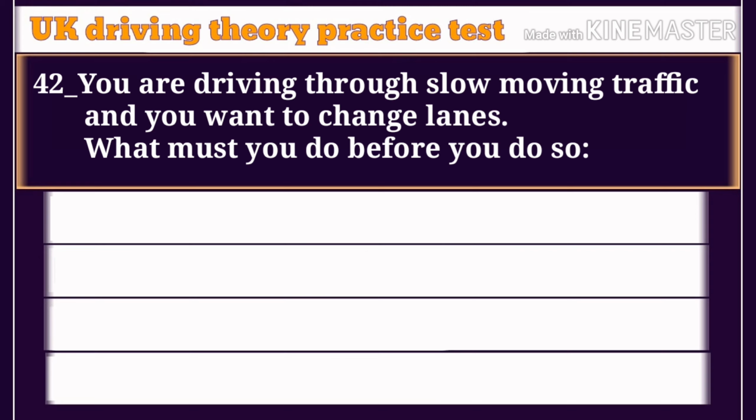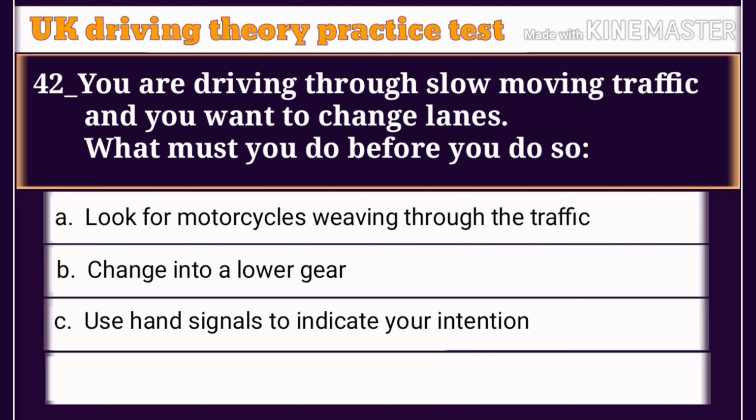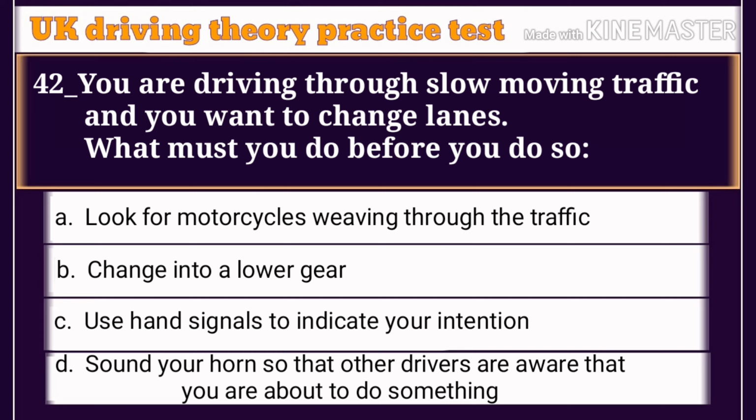Question 42. You are driving through slow-moving traffic and you want to change lanes. What must you do before you do so? A. Look for motorcycles weaving through the traffic. B. Change into a lower gear. C. Use hand signals to indicate your intention. D. Sound your horn so that other drivers are aware that you are about to do something. The correct answer is A. Look for motorcycles weaving through the traffic.